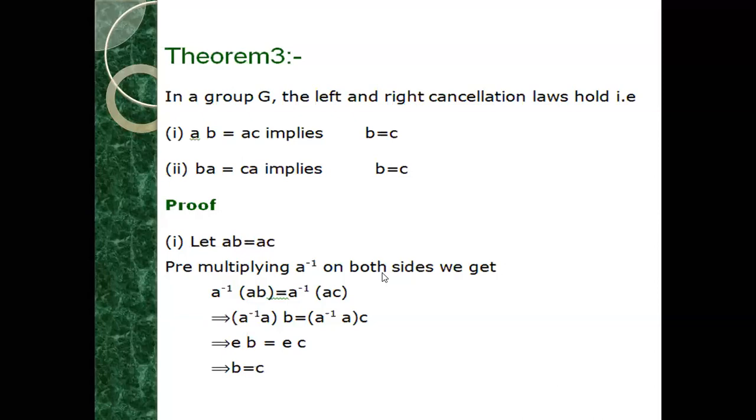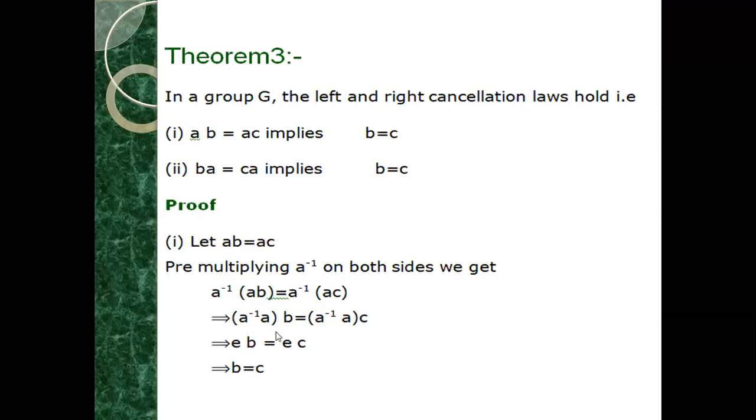Okay. So first we consider the first one, AB is equal to AC. So here we pre-multiply this with A inverse on both sides. Pre-multiplication. So A inverse of AB is equal to A inverse of AC. Now grouping these two elements, A inverse of A into B is equal to A inverse of A into C. So A inverse of A is equal to E. EB is equal to EC. From identity law, EB is equal to B, EC is equal to C. So AB is equal to AC gives B is equal to C.